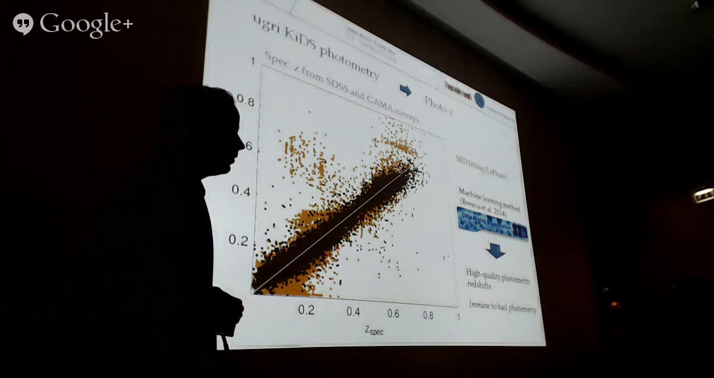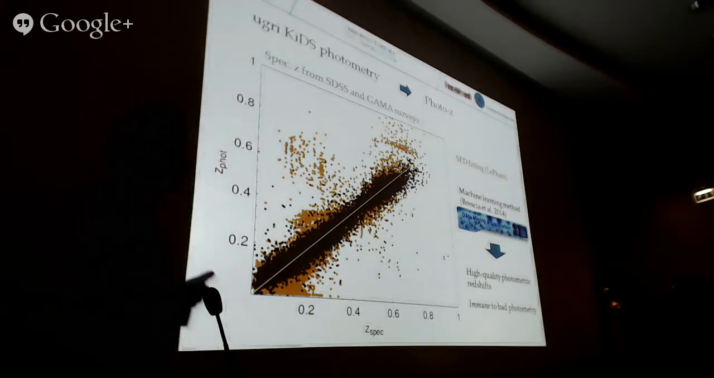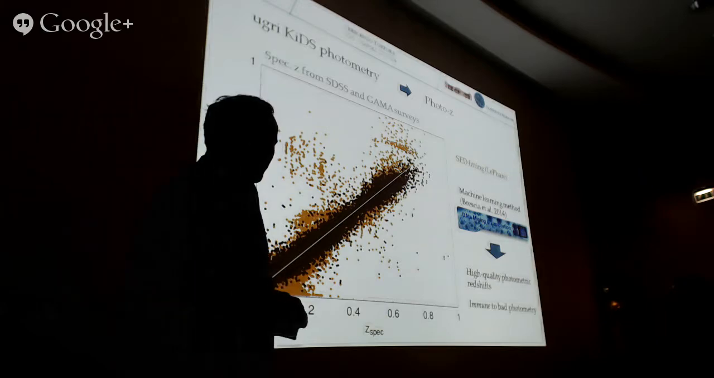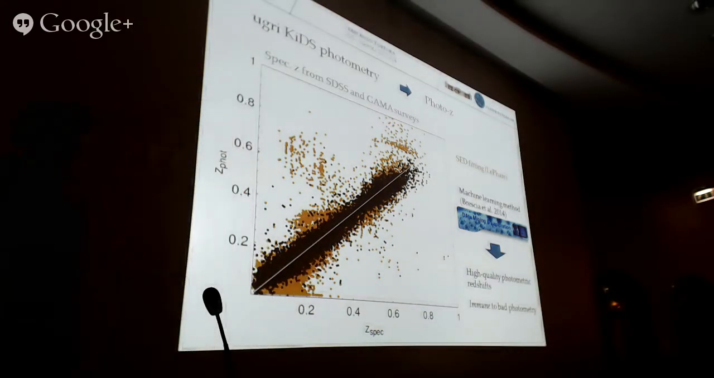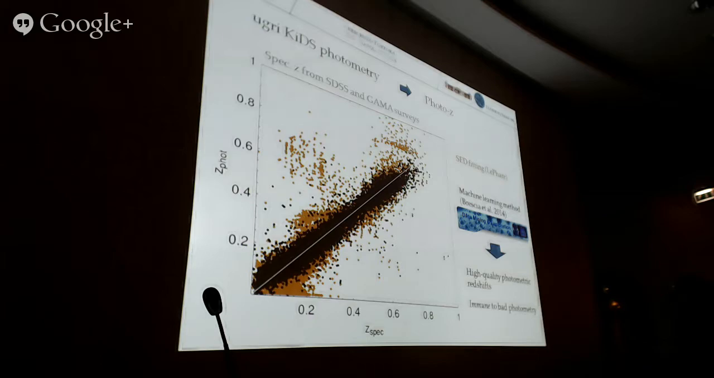Note here, on the contrary, the scatter in the case of SED fitting. The reason is that this kind of procedure is not able to account for bad photometry, unlike the machine learning method, which is trained on a spectroscopic sample. So I will use this redshift for all our samples.